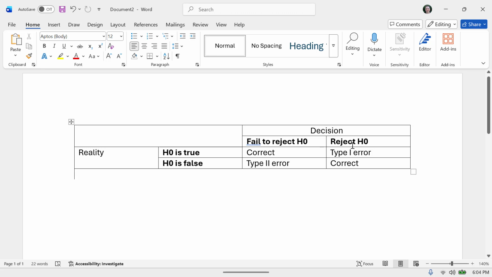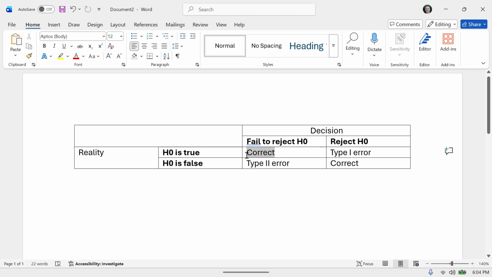Okay, I was having some technical difficulties, and so I created the table here in Microsoft Word for clarity. We have a couple of different situations. We have reality. This is what's actually true and false. Either the null hypothesis is true or the null hypothesis is false. Then we have the decision that we're going to make, whether we fail to reject the null hypothesis, we retain the null hypothesis, or if the evidence is compelling enough, we reject the null hypothesis and conclude the alternative hypothesis.